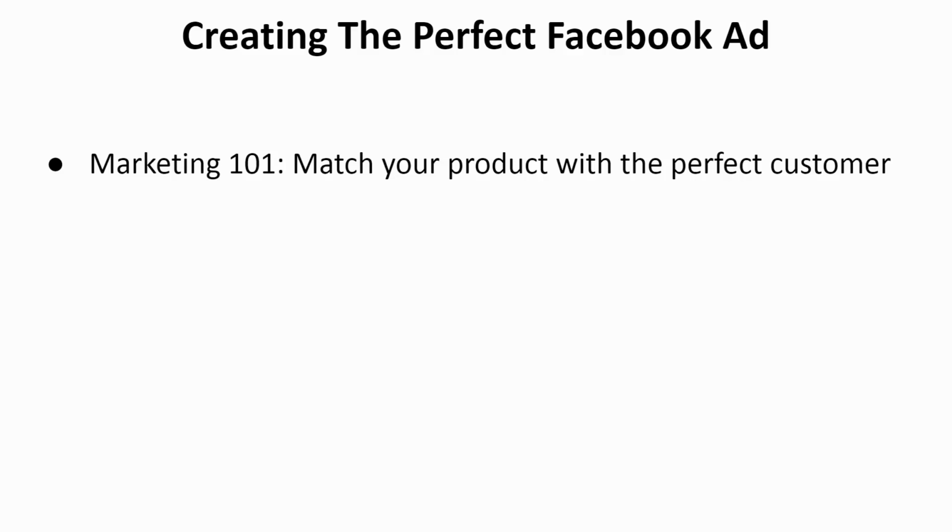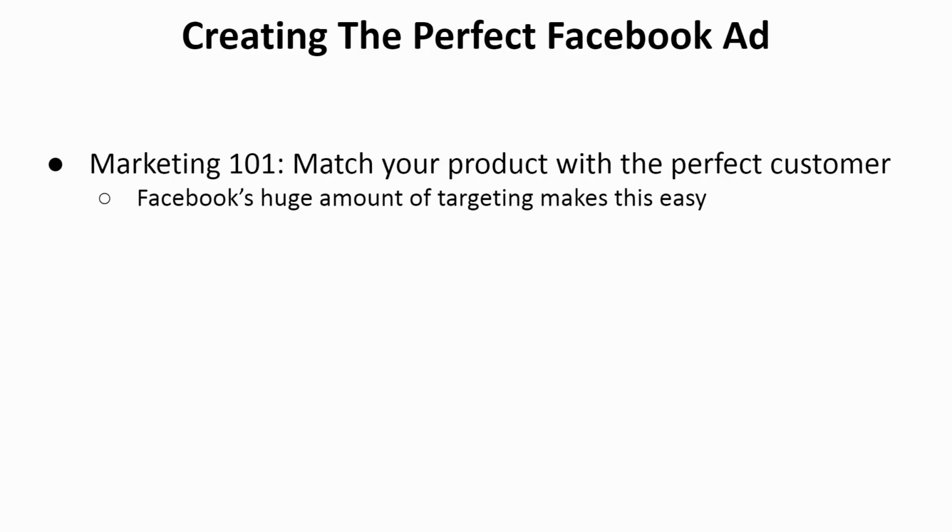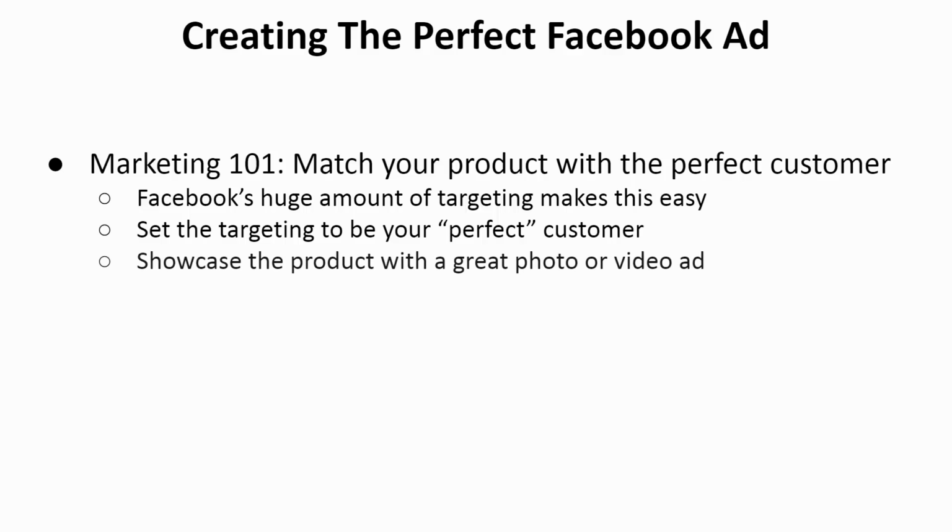Marketing 101: you have a product to sell, and you need to match it up with the perfect customer. Facebook's huge amount of data and all the targeting that's out there makes this very easy for us. So what we need to do is set the targeting, and I'll show you this, to be your quote-unquote perfect customer. You're going to see there are lots of different options for doing the targeting. And then you just simply need to showcase your product.